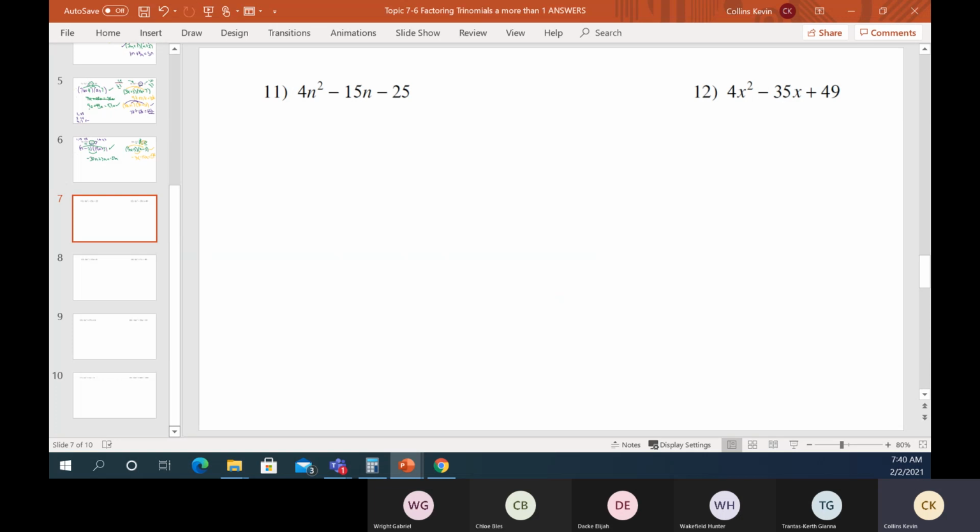For this one, it could be 1 and 4, or it could be 2 and 2. And over here, all we've got is 1 and 25, which is probably too big, and 5 and 5. Okay. So again, we've got a minus here, so that means we're going to have 1 plus and 1 minus. And since this guy's minus, then the bigger number needs to go with the negative. So like the bigger number that we multiply by.